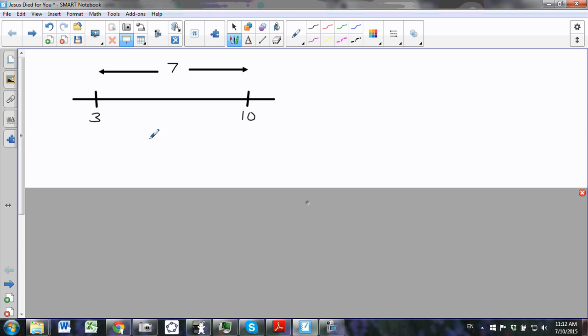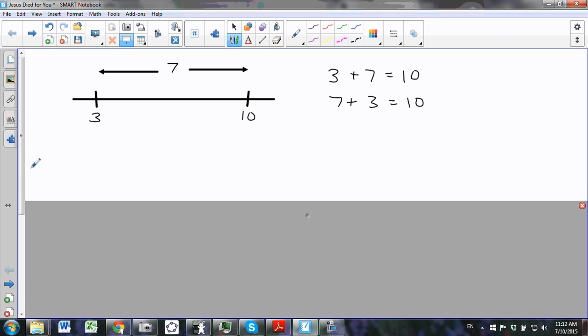Now, I could write a couple of addition equations that this picture illustrates. Well, first of all, if we start with 3 and we add 7, we get 10. And of course, because addition is commutative, that means you can add in either order. We could also say 7 plus 3 equals 10 as well.